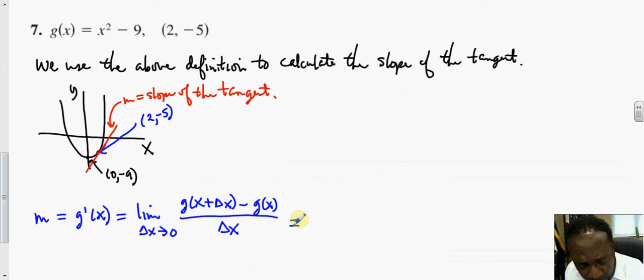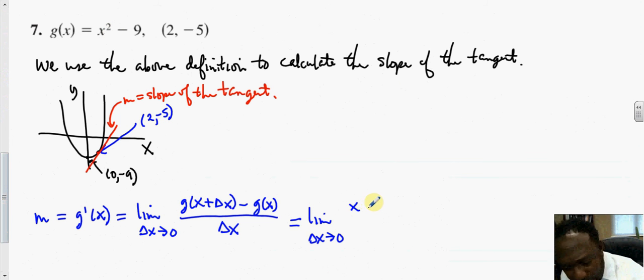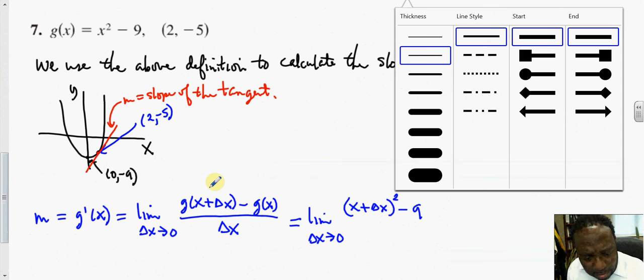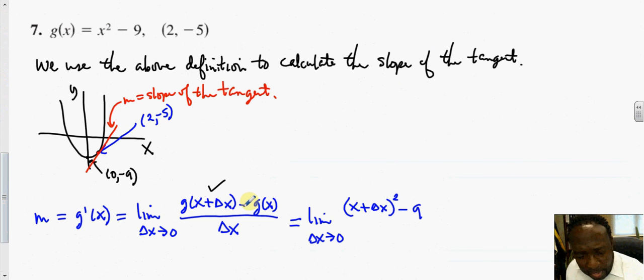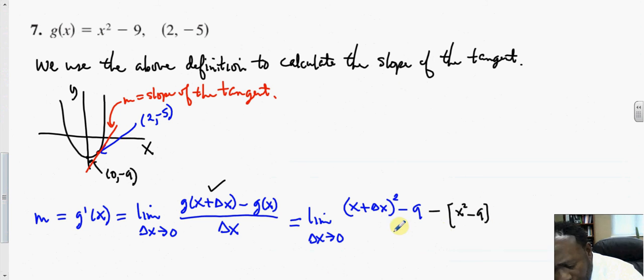Looking at this particular problem, this is the limit as delta x goes to 0. For g of x plus delta x, basically wherever we have x, we replace that with x plus delta x. So this is (x plus delta x) squared minus 9, which takes into account this term here. Now the minus g of x, and g of x is x squared minus 9. This is all over delta x.